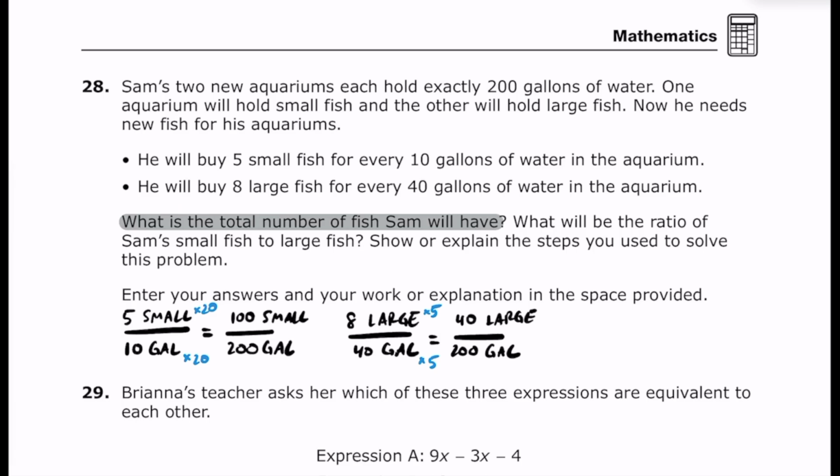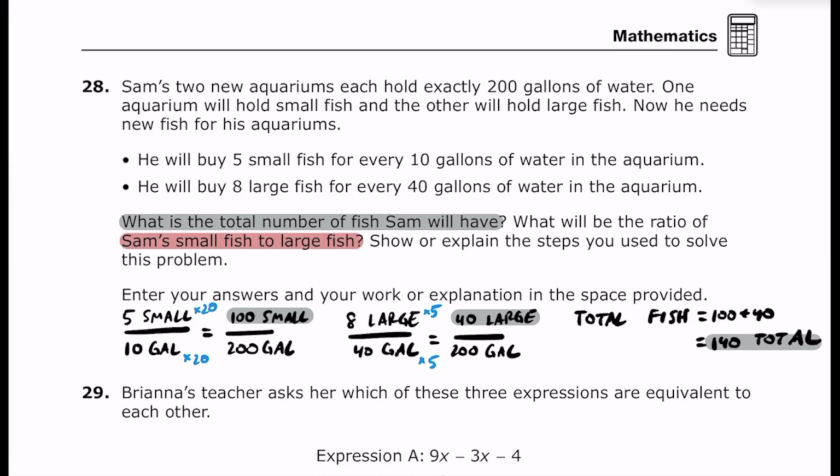So again, you could maybe just explain with a sentence or two that we're just using equivalent ratios here to kind of scale this up, scale up like a fish, to get to 200 gallons for both. But if you take a look here, we see that we have 100 small fish and we have 40 of these large fish. So for the total fish, you're going to want to say that that's just going to be 100 plus the 40, which is going to be 140 in total here, right? So that hopefully clears up how to do that first part, which is just figure out the total number of fish that Sam's going to have.